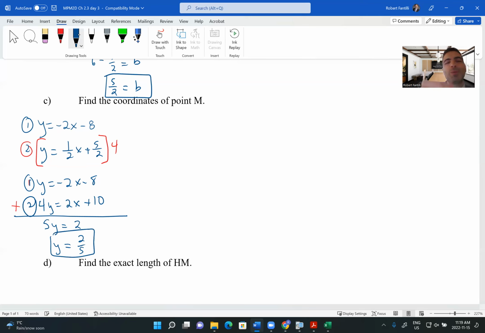So far, it doesn't seem so bad, but now when we solve for x, it ain't going to be pretty. So take a look at this. y equals negative, I should do a little subtitle here. Solve for x.